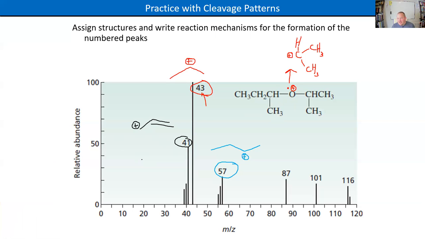But you see how we're just kind of putting together pieces. The easy ones are the ones where you can cut it in one spot and one side of it gives you a nice clean number. Or where you see a nice clean number like M minus 15. M minus 15 should get really familiar, right? Because M minus 15 is always your starting molecule minus a methyl.